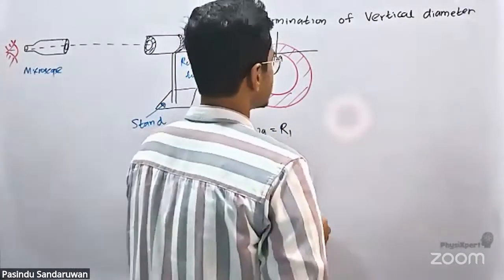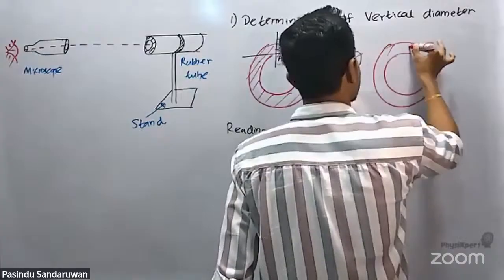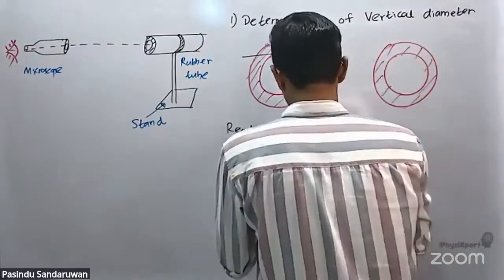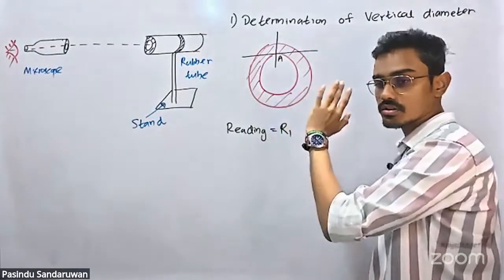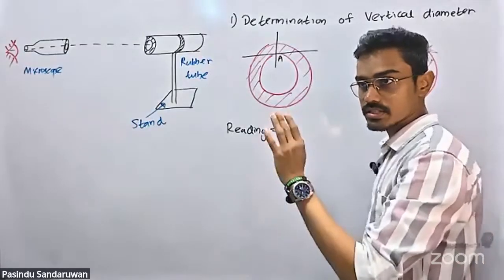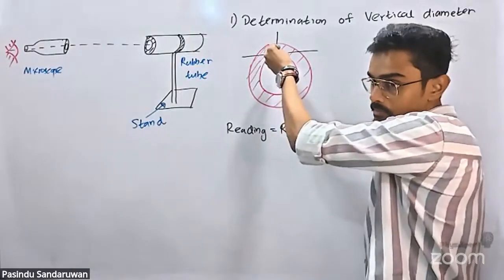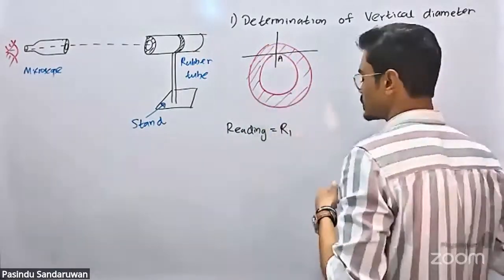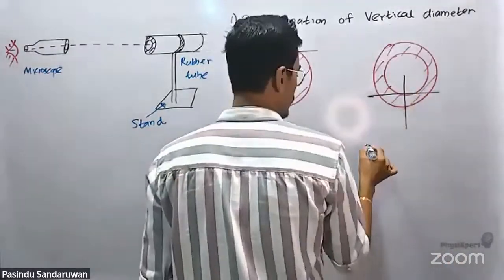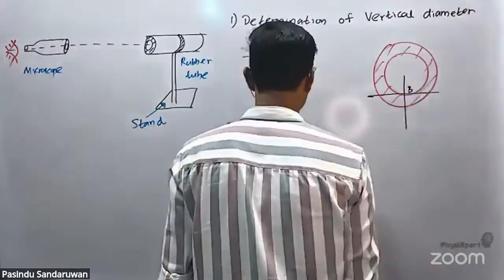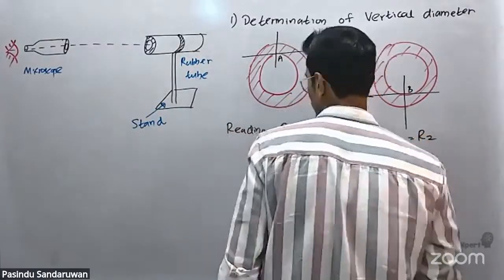And then the second step is, without moving the horizontal scale or without changing the position of the traveling microscope, we are moving only the vertical scale to this point until the crosswires come to the lowermost point. Let's say point B, and here the reading is R2.